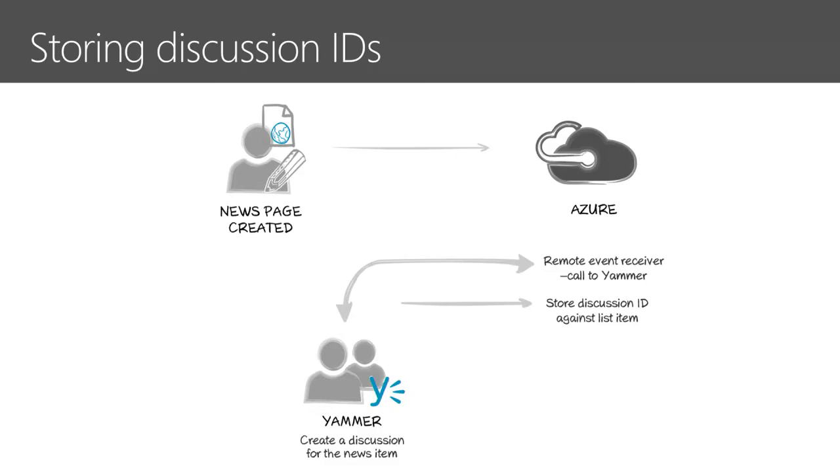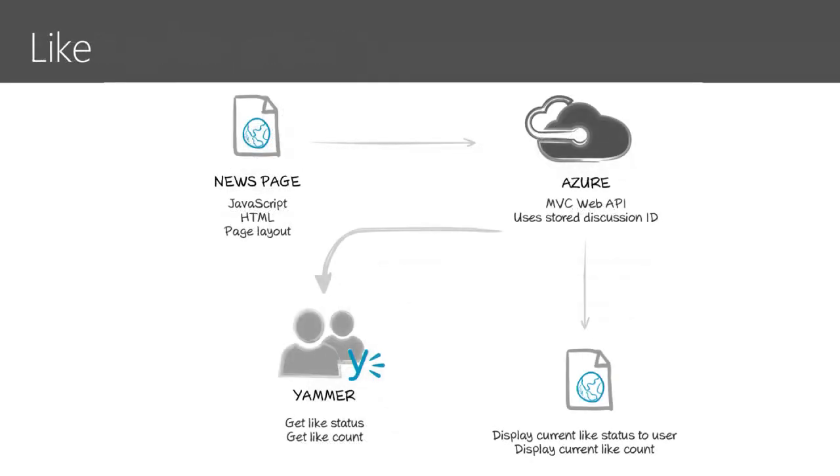And so in our JavaScript, we can then say, get that page property, and then pull through the right like status and counter onto the page. So yeah, this is a diagram of that. Basically, news page loads, it's already got that ID there, it passes it to the web API, and then it goes to Yammer, how many likes has this specific discussion ID got, and then it also uses the current user's email address to find out whether they've liked that specific discussion or not. It passes it back, and then we display it on the page.